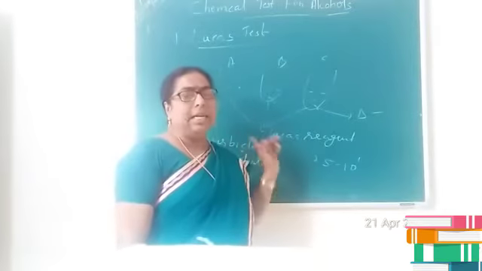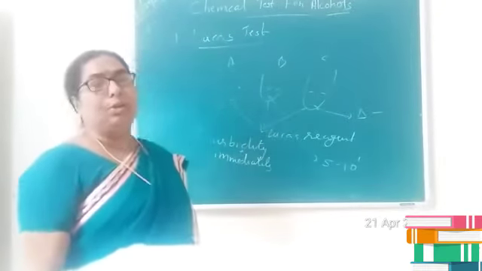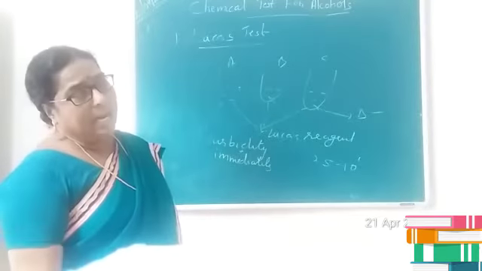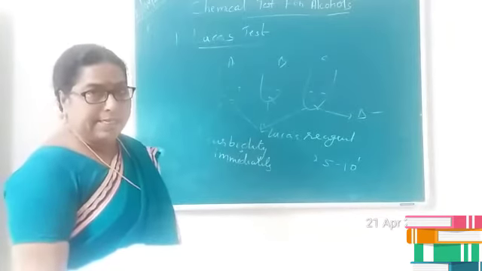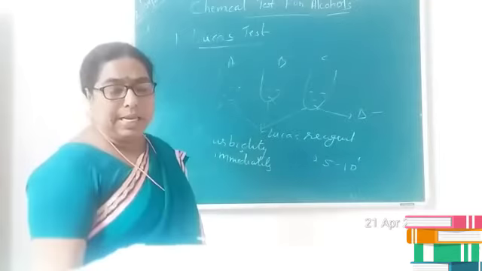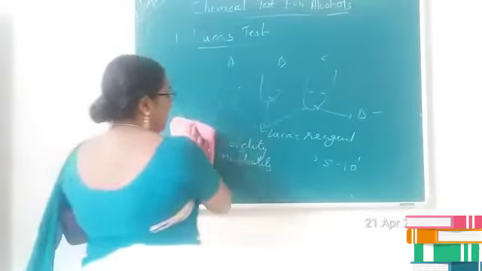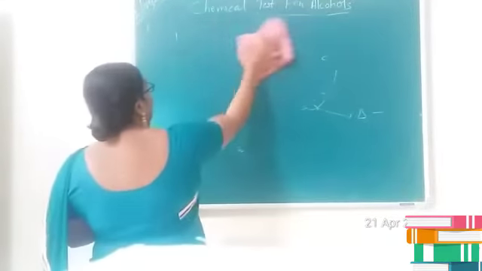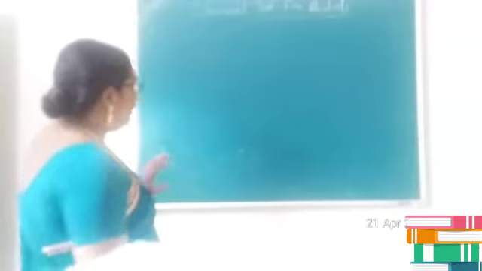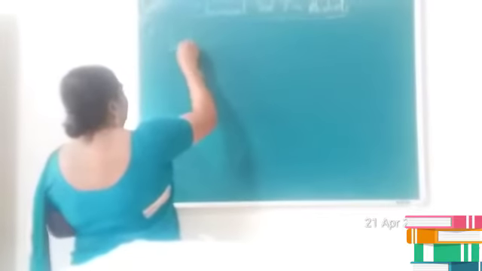Is it clear, children? So this is how you can differentiate between primary, secondary and tertiary alcohol using the Lucas test. If the compound produces an immediate turbidity, it represents the presence of tertiary alcohol. Second one, we can use the iodoform test.